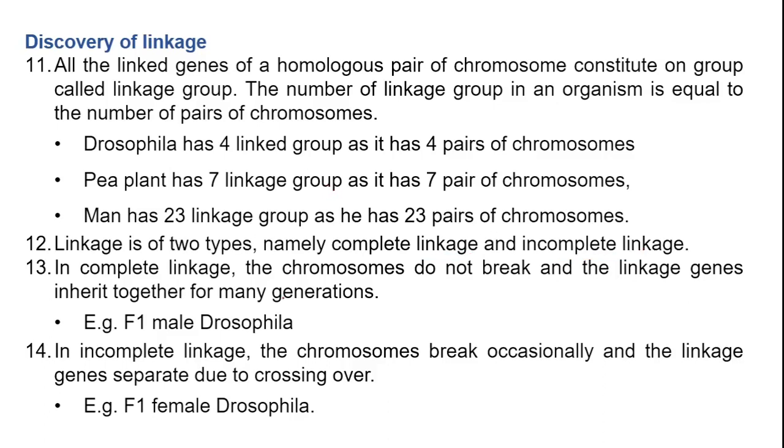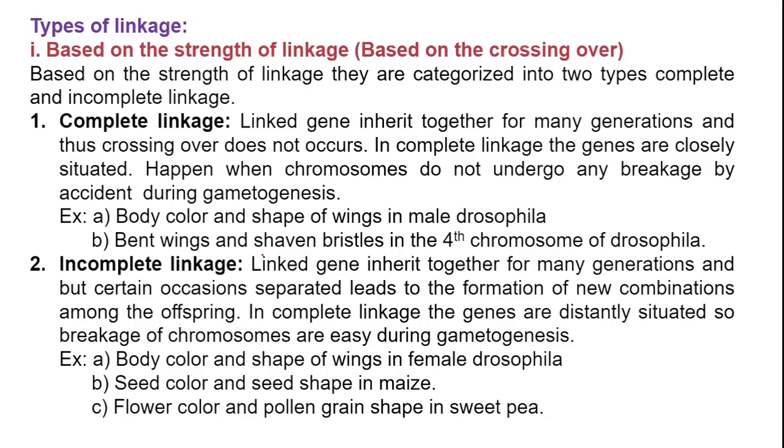Example for complete linkage is the wing shape and eye color in male Drosophila; wing shape as well as eye color in female Drosophila is incomplete linkage. So, types of linkage, based on the strength of the linkage, we can categorize into complete linkage and incomplete linkage. Here, as I said earlier, because of the shortest distance between them, the 2 genes never segregate and never go for Mendel's independent assortment.